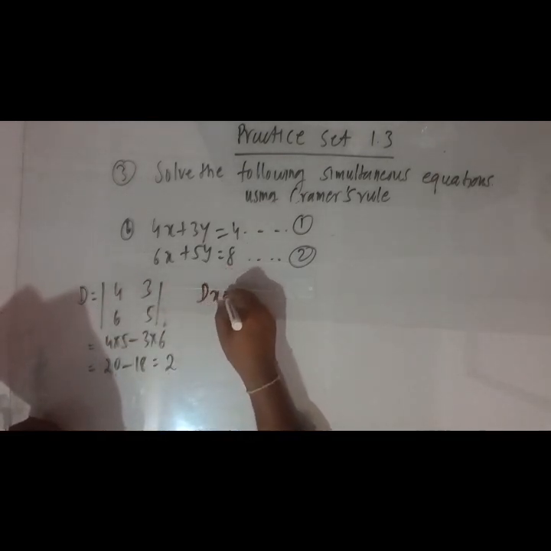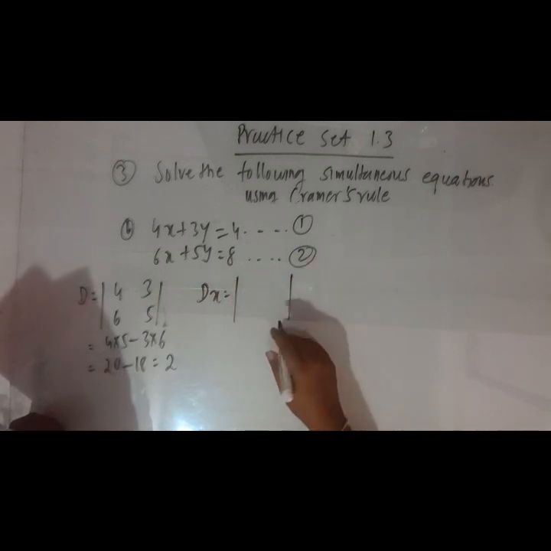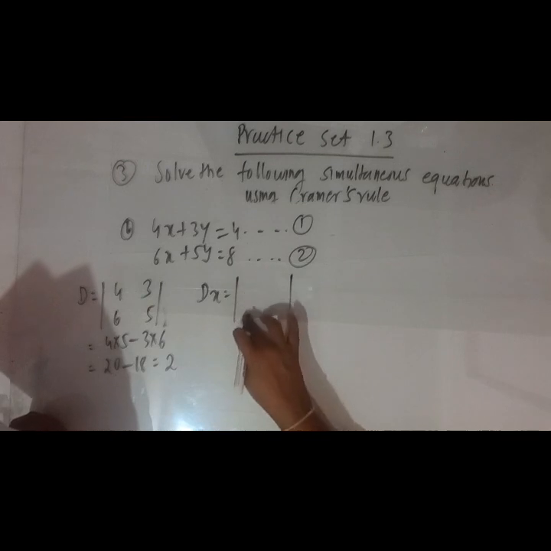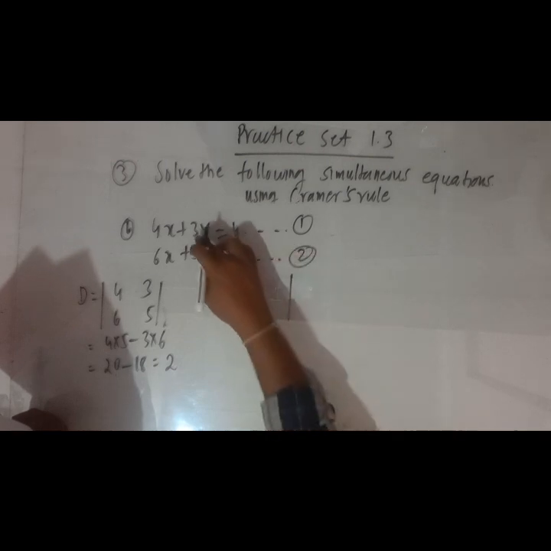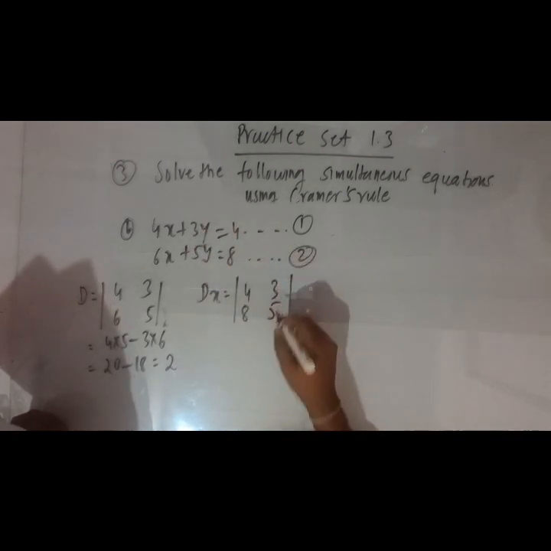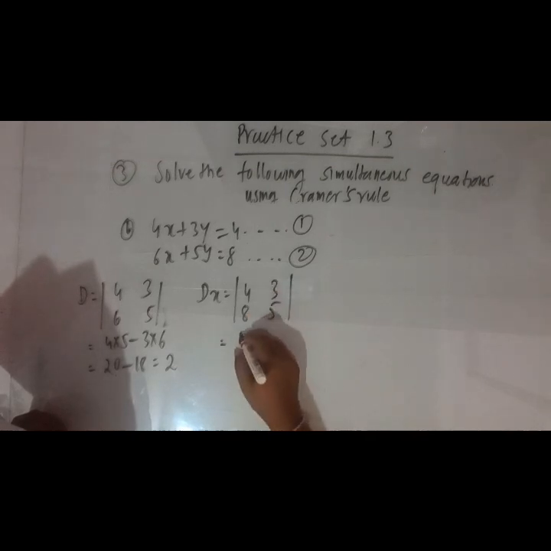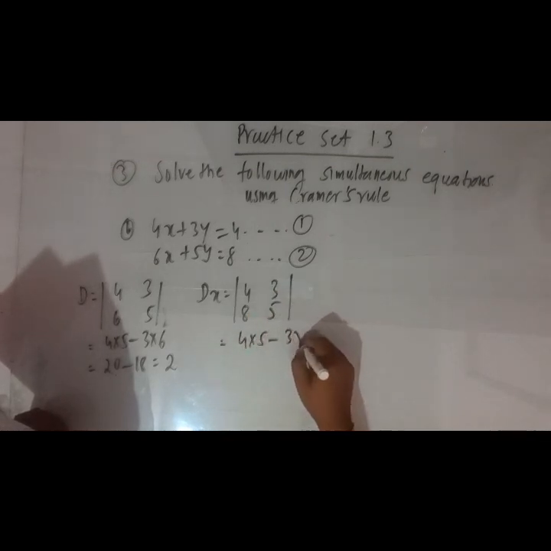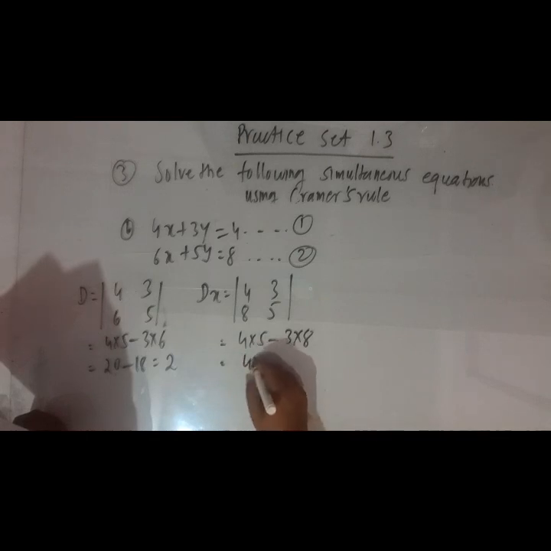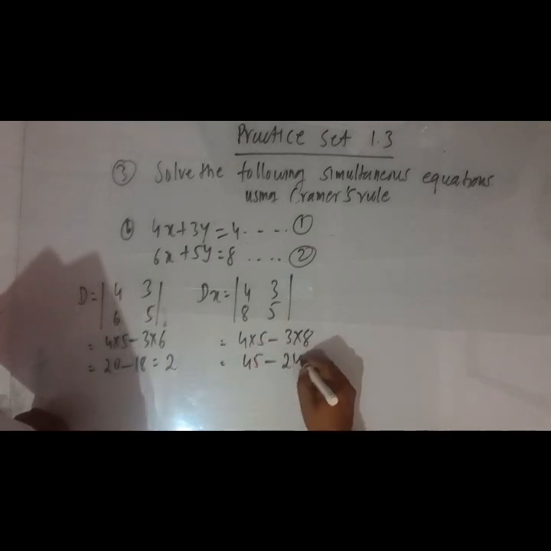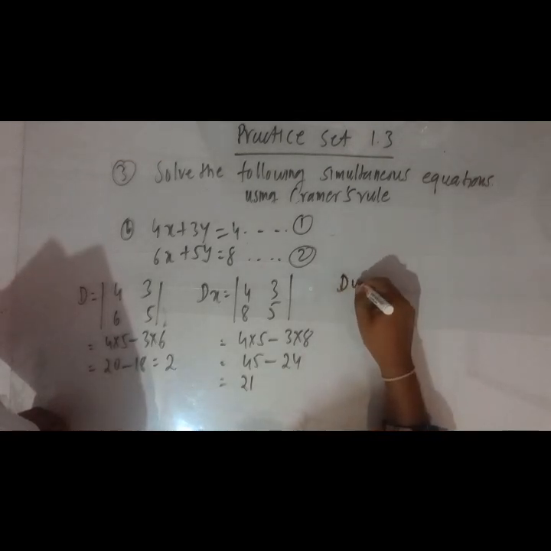Now similarly dx. Write down the determinant. In the x column over here we will write 4 and 8, and for the second column we will be writing the y coefficients, 3 and 5. Cross multiply: 4 into 5 minus 3 into 8. So your answer is 20 minus 24. So this is going to be minus 4.